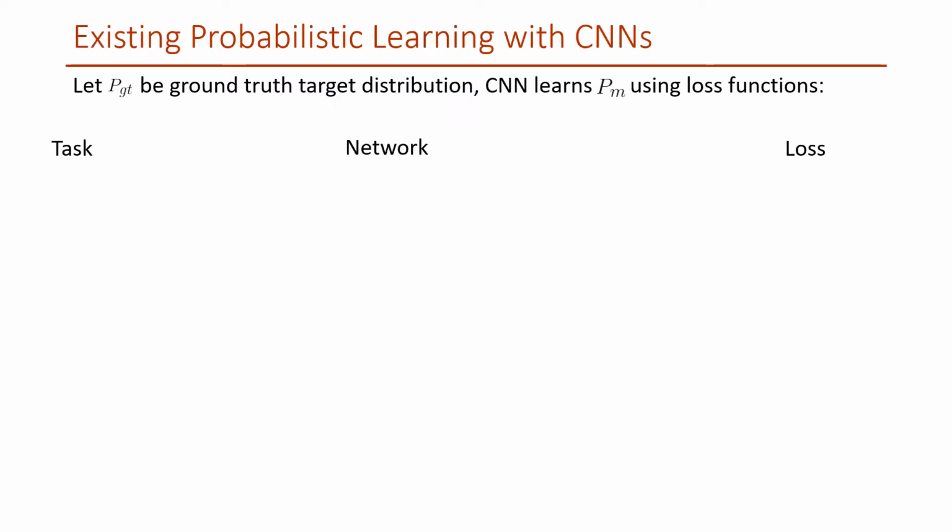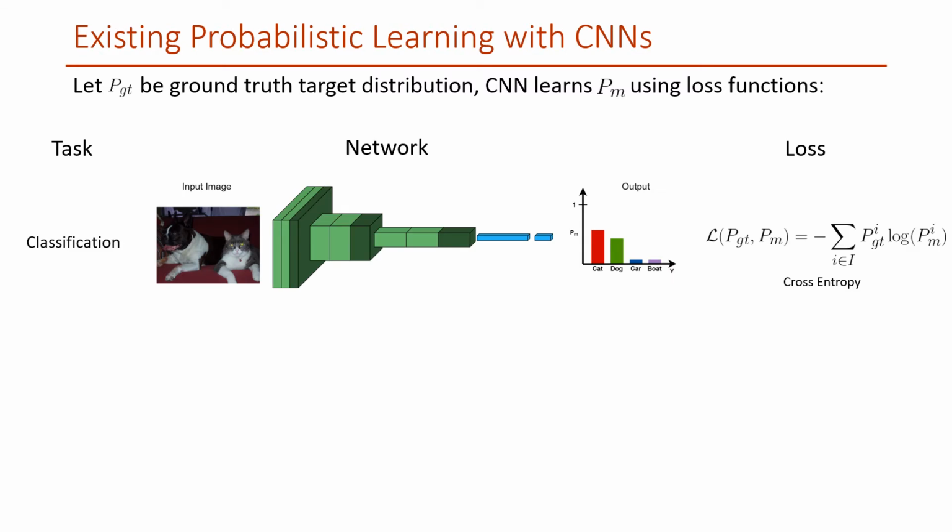In the existing literature, probabilistic learning has been addressed using CNNs, where the CNN outputs a model distribution PM, which is used to learn a ground truth distribution PGT using a specific loss function. In case of classification problems, an input image is often mapped onto a discretized probability distribution function in the output. This distribution function is often learned using a cross-entropy loss. In cases where ambiguity exists within the classification problem, the target distribution is able to handle the ambiguity and show exactly the probability for each class.